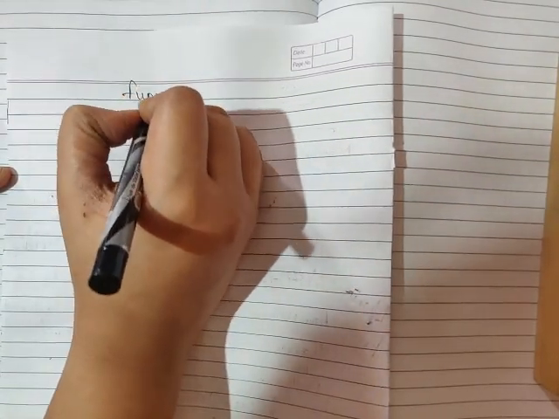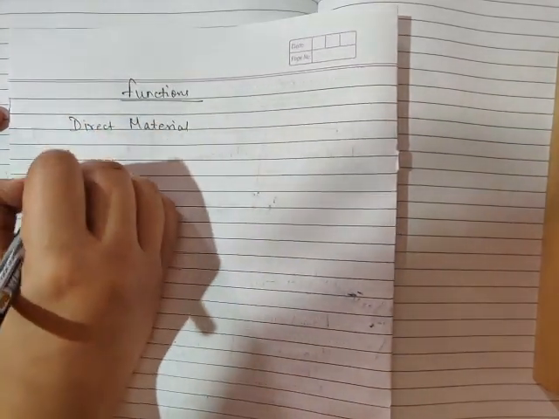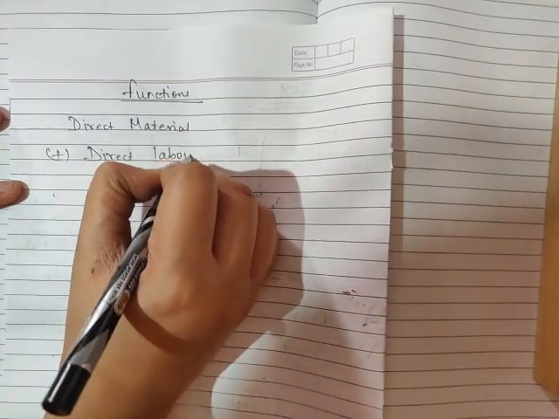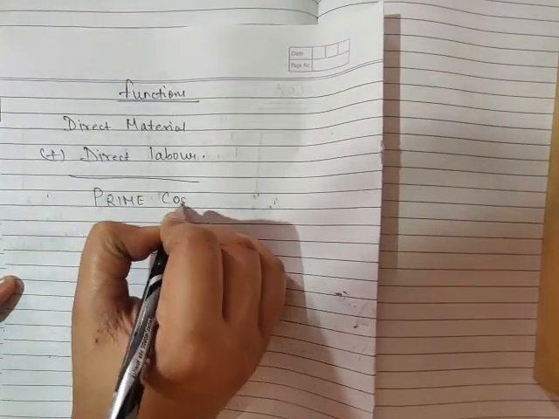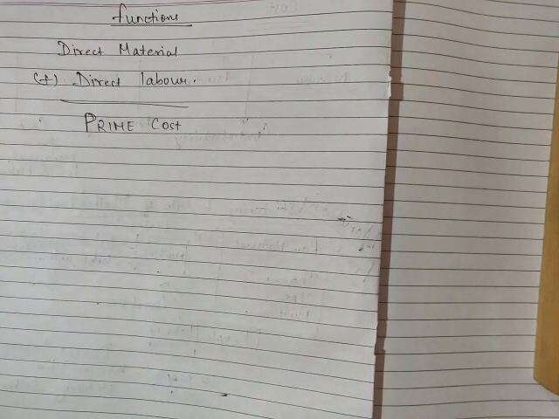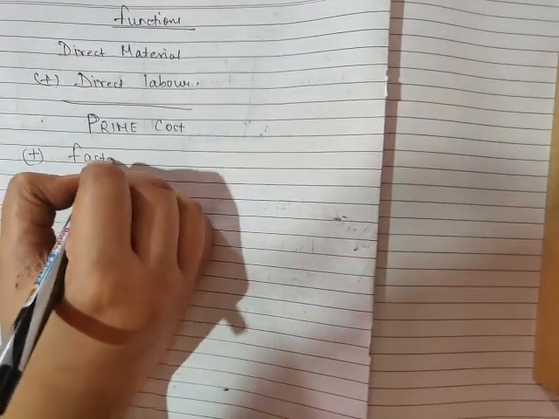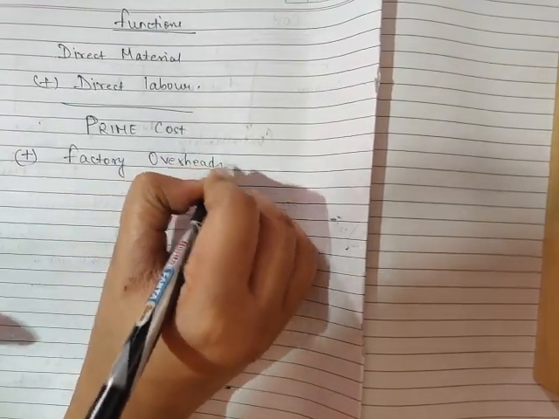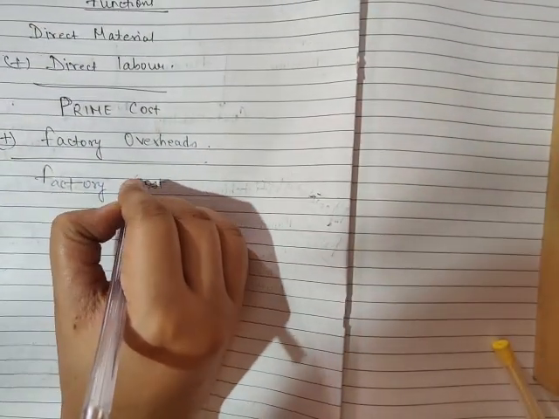So on the basis of functions, direct material and direct labor, these two are the major costs. For any activity, any production activity, you will need these two types of costs at least. So these are known as the prime cost. Then you're going to work in a factory. For that factory, you will have to incur rent, insurance, etc. So if we add to this the factory overheads, we'll get the total factory cost.